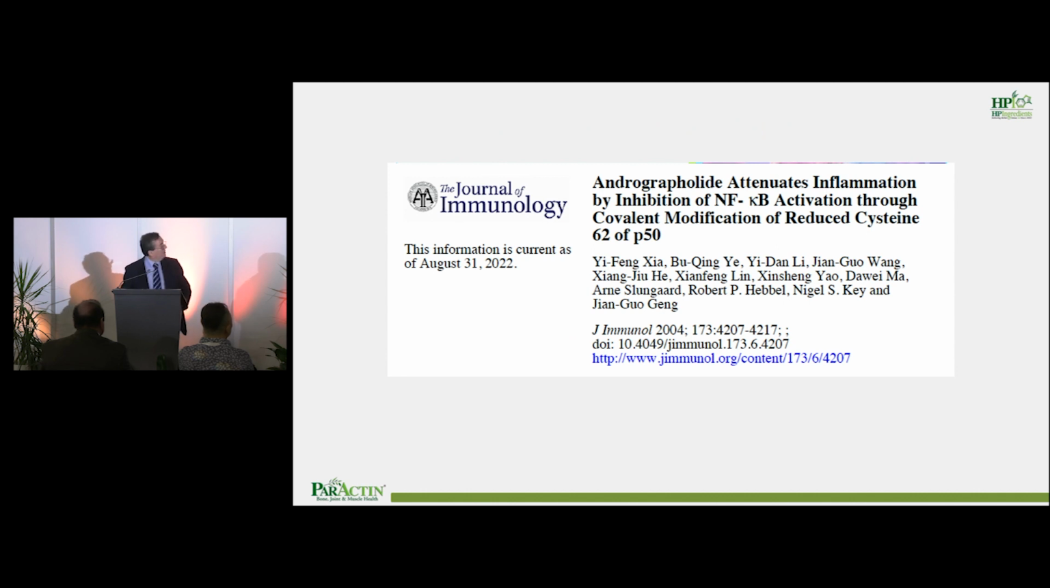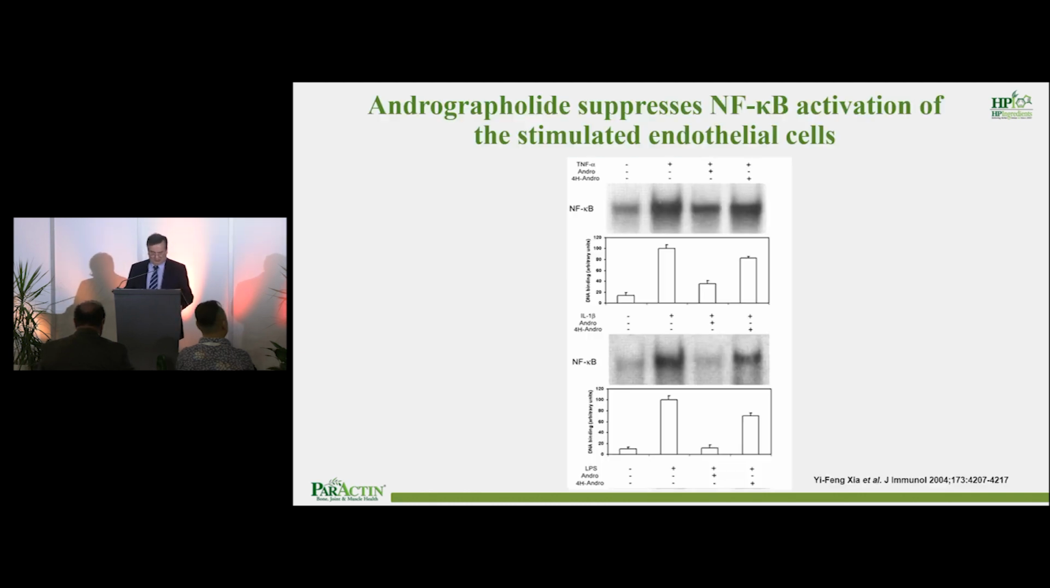Other authors also demonstrated that andrographolide inhibits NF-kappa-B binding to DNA. In particular, andrographolide covalently modifies cysteine 62 of the p50 subunit of NF-kappa-B. In this article, it was shown that andrographolide reduced NF-kappa-B binding activation induced by TNF-alpha and interleukin-1 beta, and also LPS in endothelial cells, whereas an andrographolide analog does not produce such potent effects.